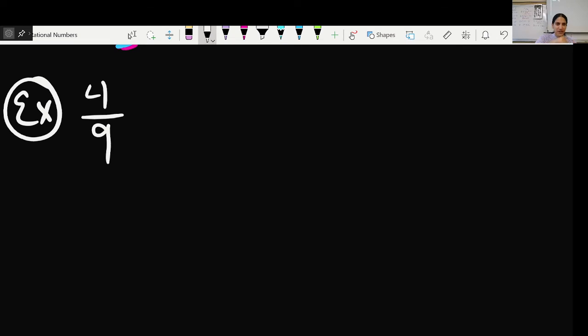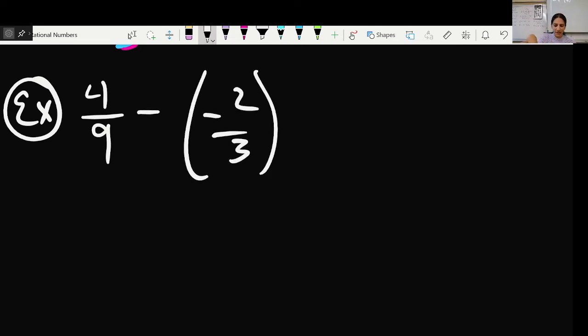Awful. 4 over 9 minus negative 2 over 3. Well, what would make learning fractions better? Tell me. Nothing? Bring in pi? Yeah. Okay, we'll see. Use the first 20 digits as well. Just use the first 3.